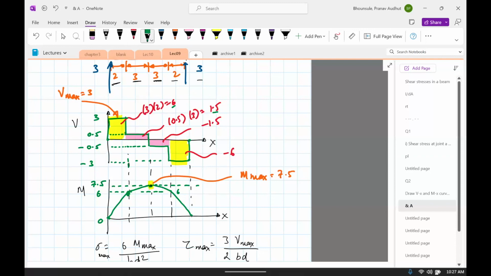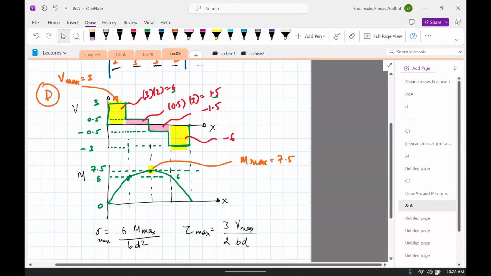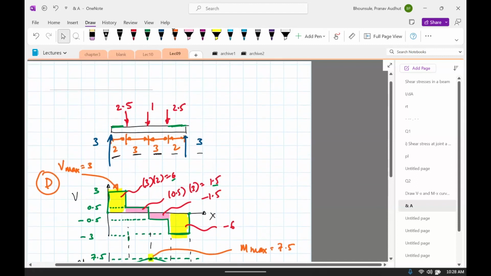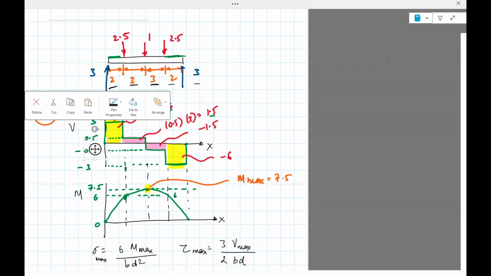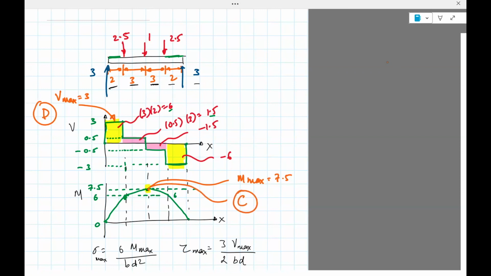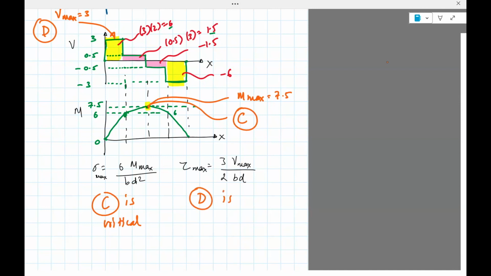So let's call this point, anywhere here or here, the stress is maximum. So either of them is fine. Let's just call any point here as D. So D is one critical point, and then the other critical point is right over here. Let's call that C. So C is critical, and here D is critical.